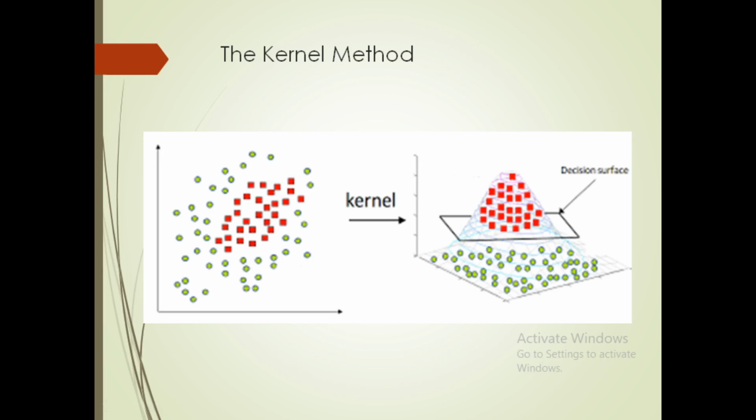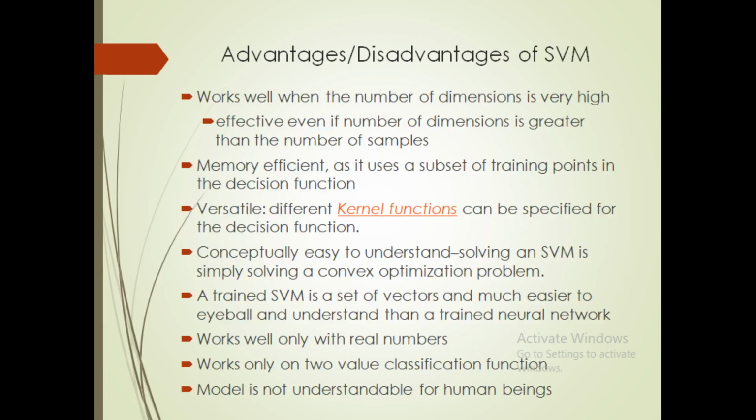If we have three-dimensional data, then the kernel is going to convert it into four-dimensional, then it goes for classifying the things. Now let us see what are the advantages and disadvantages of support vector machine.